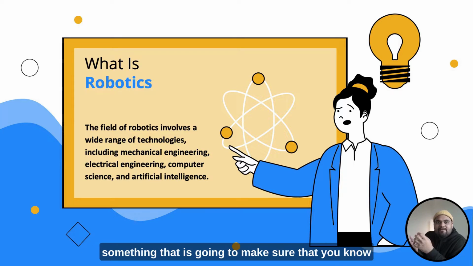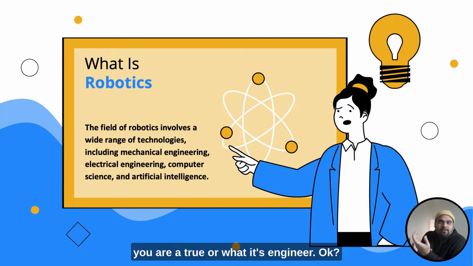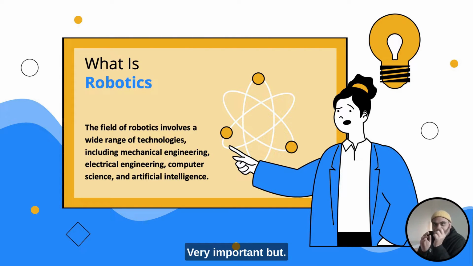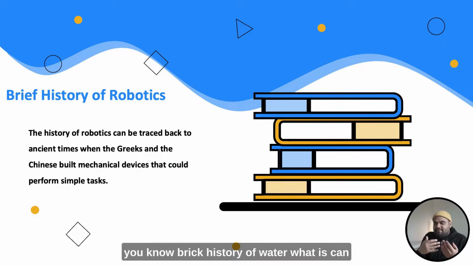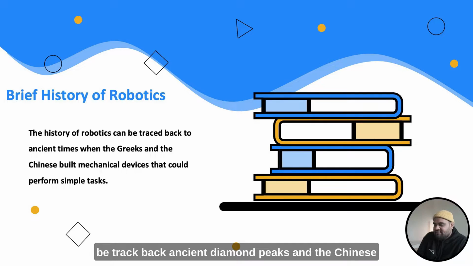And that incredible is something that is going to make sure that you are a true robotics engineer. Okay, very important point. Now let's go a little back in time and look at a brief history of robotics. The history of robotics can be traced back to ancient times when the Greeks and the Chinese built mechanical devices that would perform simple tasks.